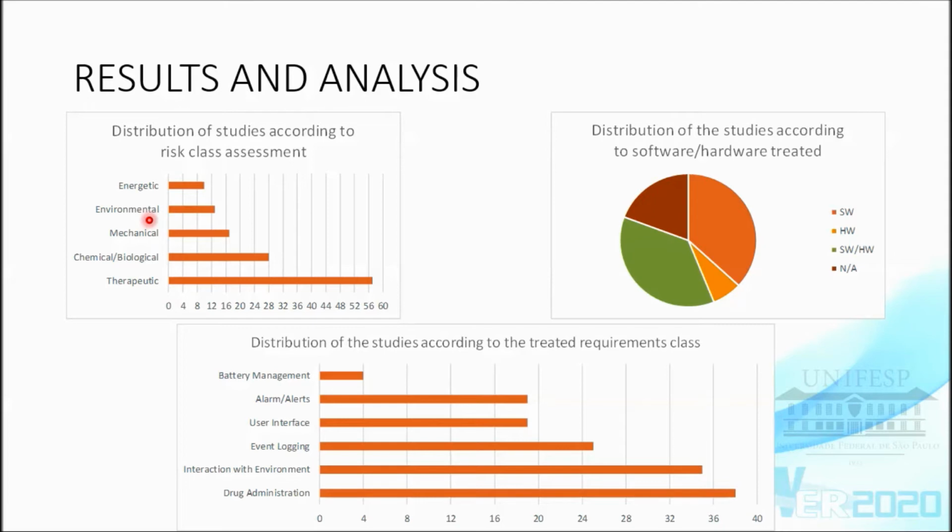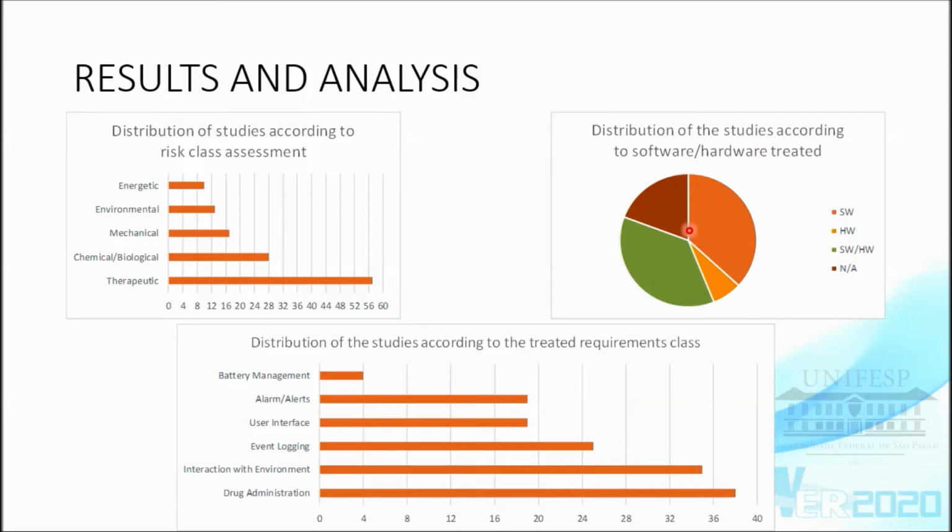And the least common risk reviewed is energetic related, with only 10 studies mentioning this risk. In contrast, the most common risk discussed is therapeutic related, with 56 out of 57 studies considering this class. But it is important to point out that the same study could be mentioned in more than one risk class.